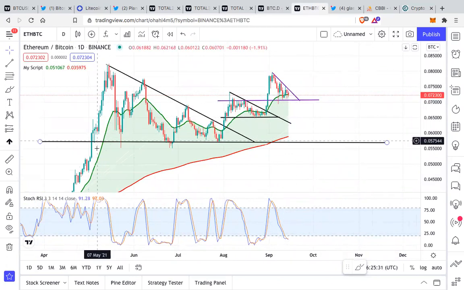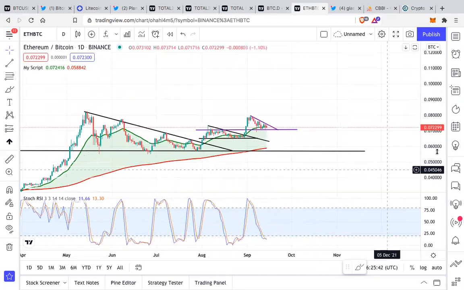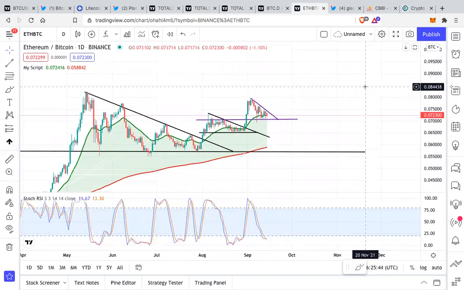You can see this pattern. This was the same pattern, where the triangle broke up. The triangle broke up, and again we are forming the same triangle, breaking up. So on ETH BTC, see, look at different charts, not just one data point.